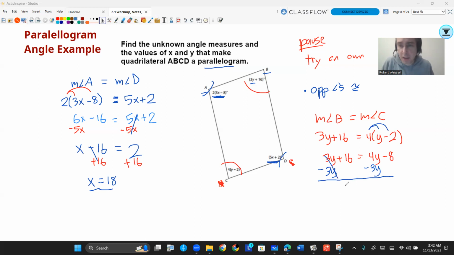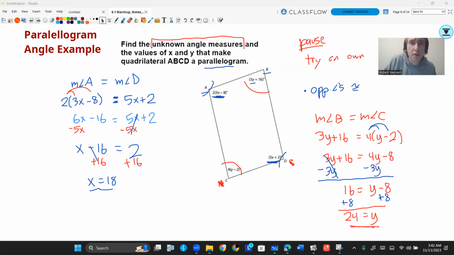Then I'll have 16 equals y minus 8. After that, I can add the 8 to both sides. So 16 plus 8, that's going to give you 24 equals y. Now I have the value of y solved. I have the value of x solved. I can go back and I can plug in to find the unknown angle measures. So if you think you can get that, you can go ahead and pause the video and then try to plug those in, get those angle measures, and you can check with me after you've done so.